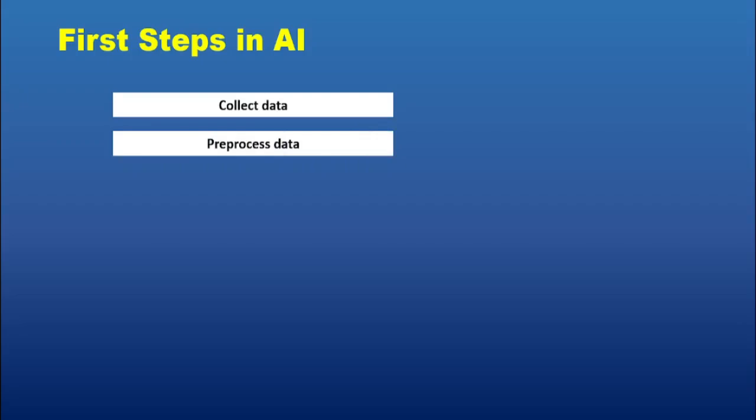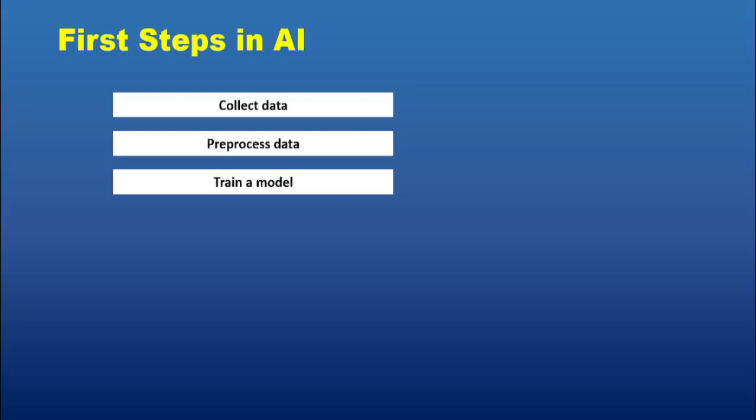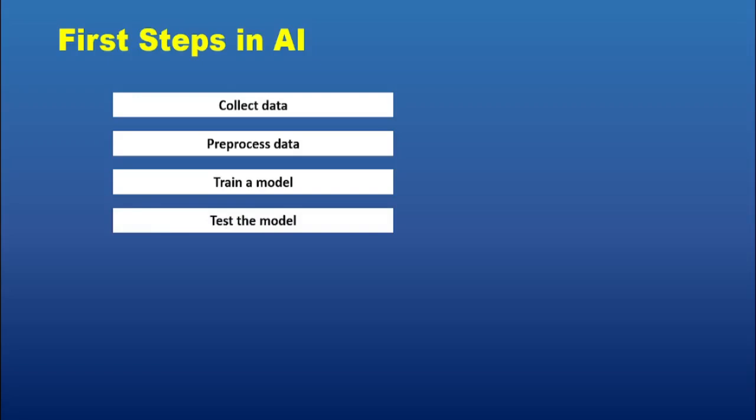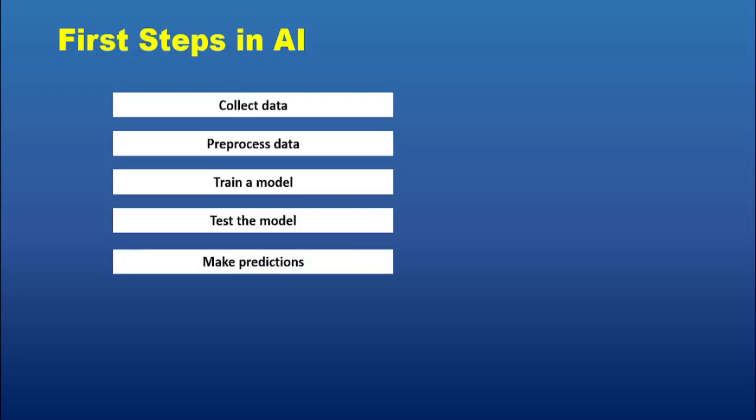2. Preprocess data. Real-world data is messy and raw. You might need to clean it, fill in missing values, or scale it for better accuracy. 3. Train a model. Use data to teach the AI how to make predictions. 4. Test the model. Check if the AI performs well on unseen data. 5. Make predictions. Once the model works well, use it to solve real-world problems.